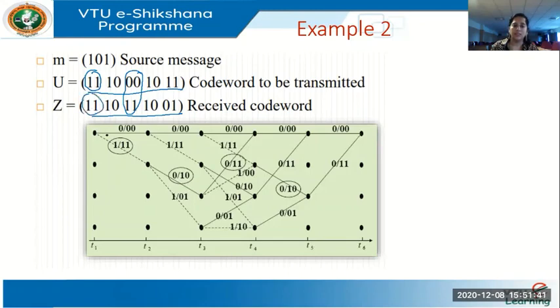11, which is received, will have a distance of 2 from this. You receive 11. What is the distance? The distance would be 2 here, and the distance would be 0 in this path based on the received code. If the branch values are 0, 0 and 1, 1, I'm going to get 2 here and 0 here for the first set.